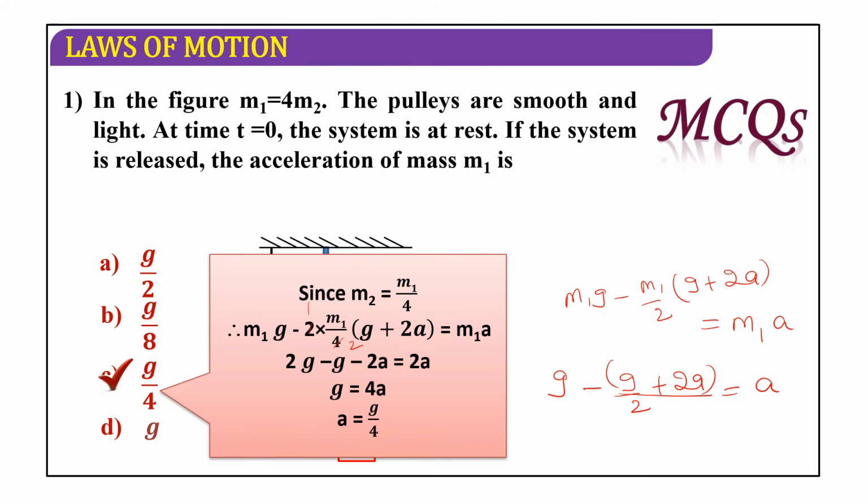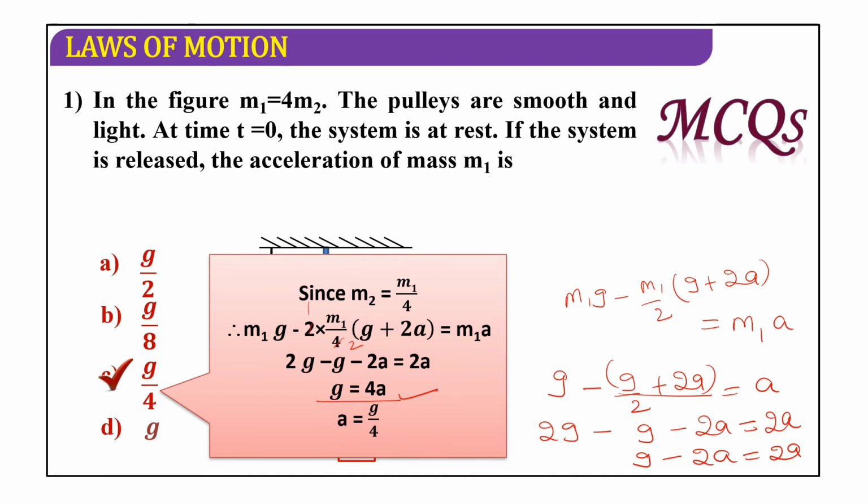So taking LCM, 2g minus g minus 2a is equal to, taking cross multiplication here, 2a. So 2g minus g, g minus 2a is equal to 2a. 2a is going that side, so g is equal to 4a. So from this, we are getting a is equal to g by 4.